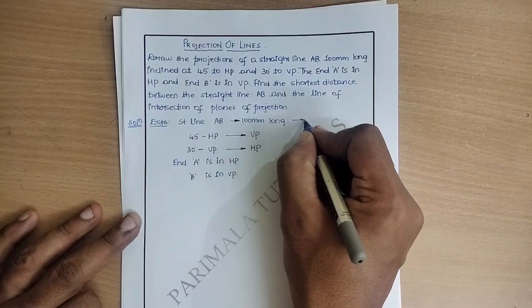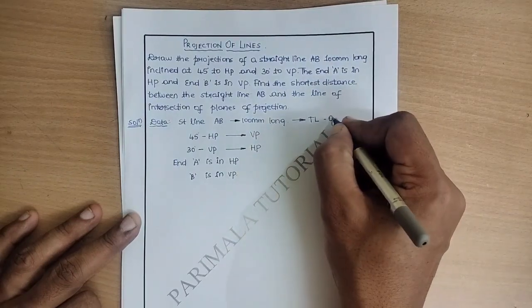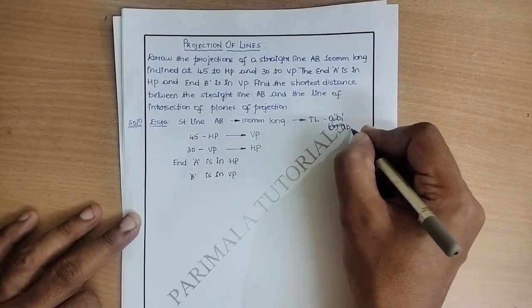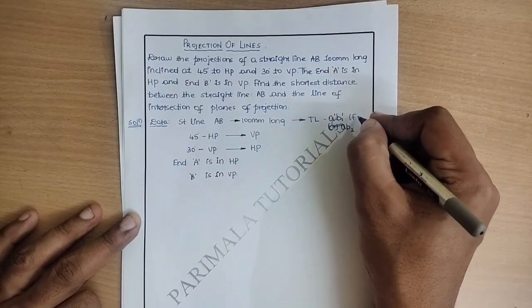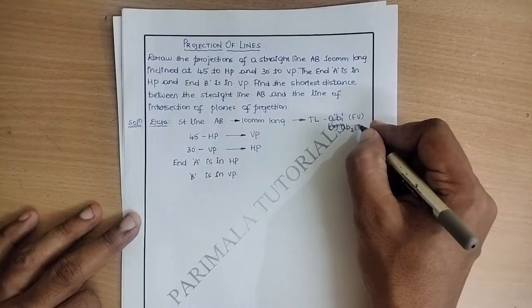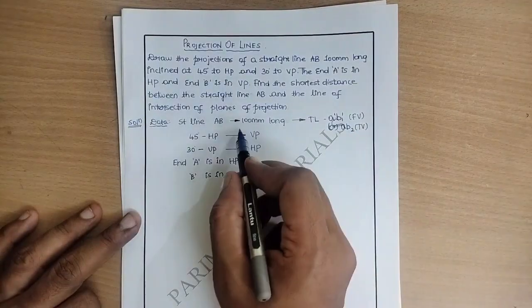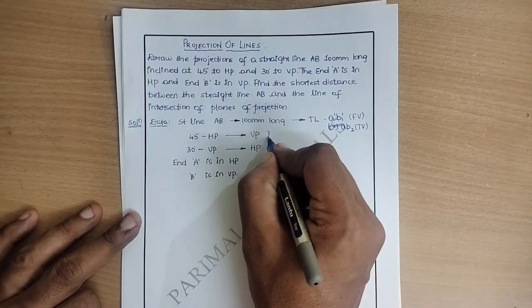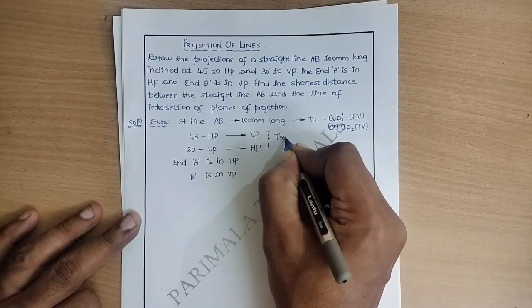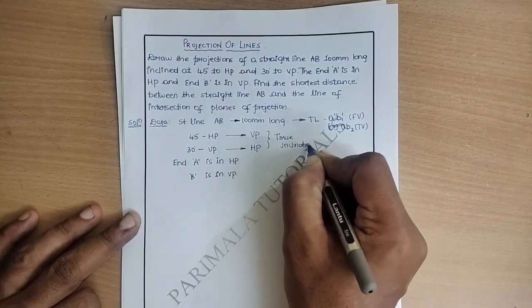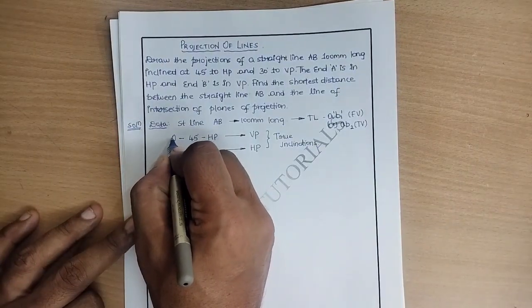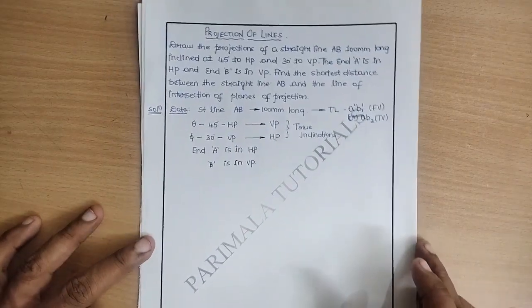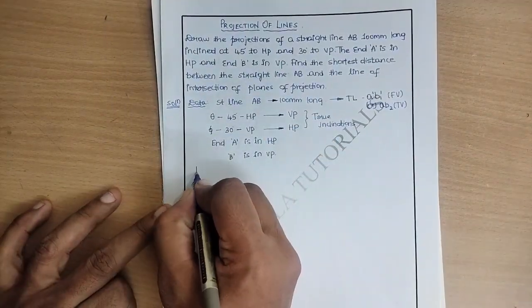That means to say that the line is the true length. True length representation is A'B1' or AB2. A'B1' is the representation in the front view, AB2 is the representation in the top view. If the given length 100 mm is the true length, it is understood that these two are the true inclinations. Generally, this would be the angle theta, followed by this, the angle phi. Keeping this minimum data, we are supposed to find out the shortest distance.